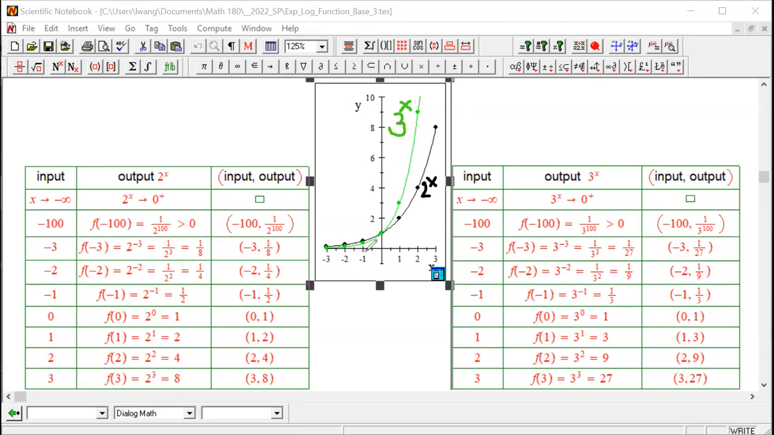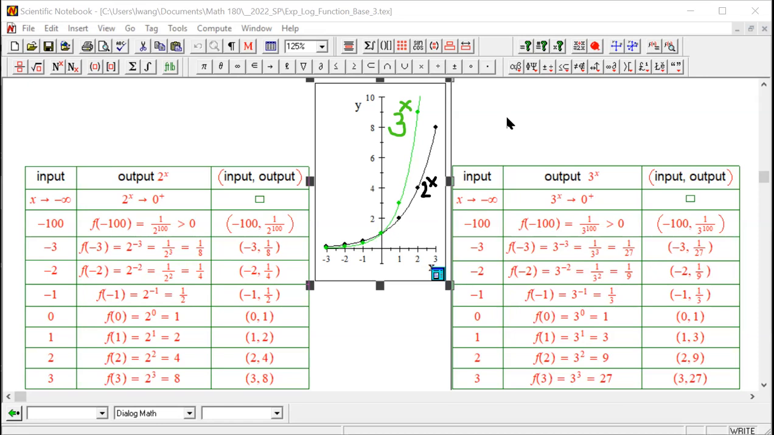You can see these two functions are actually very similar, right? There's another similarity: when x is approaching negative infinity, 3 to the power x is also approaching 0 from larger than 0. So we put a little positive sign over the shoulder. Okay, with that done, they have the same domain and the same range. The only difference is a different base. So you can generalize, right, for base 4, base 5, base 10, it's going to be similar.